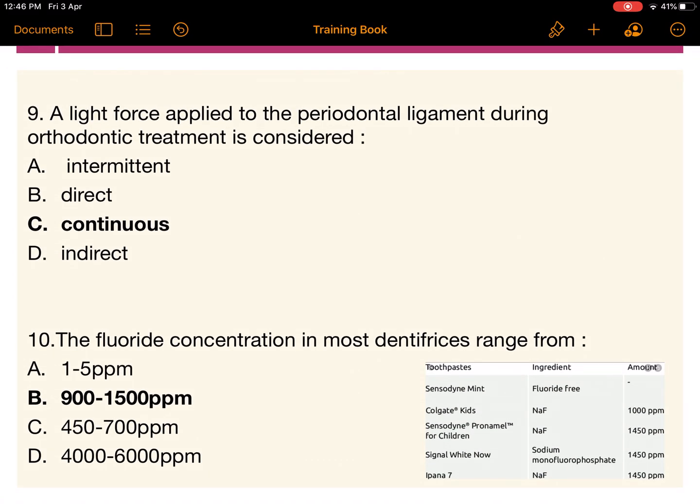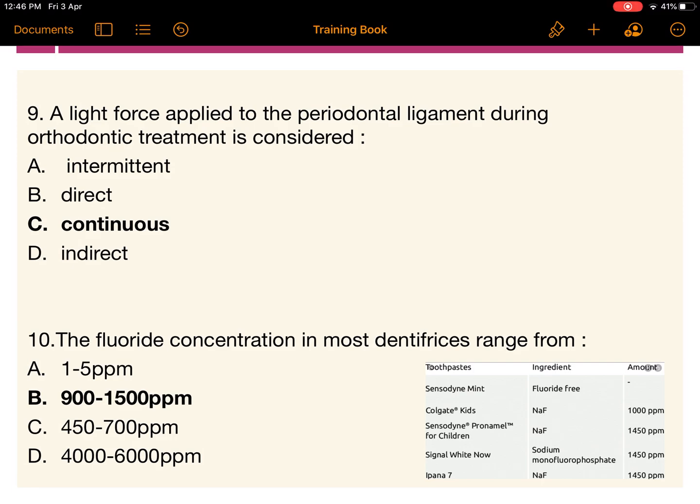Next question is again an ortho question. A light force applied to the periodontal ligament during orthodontic treatment is considered continuous. It has to be continuous, because continuous and light forces never bring the movement to zero. But if the force is interrupted or intermittent, the effect of the force can decline to zero. Usually the force has to be continuous and light. So the word we are looking for is continuous here.